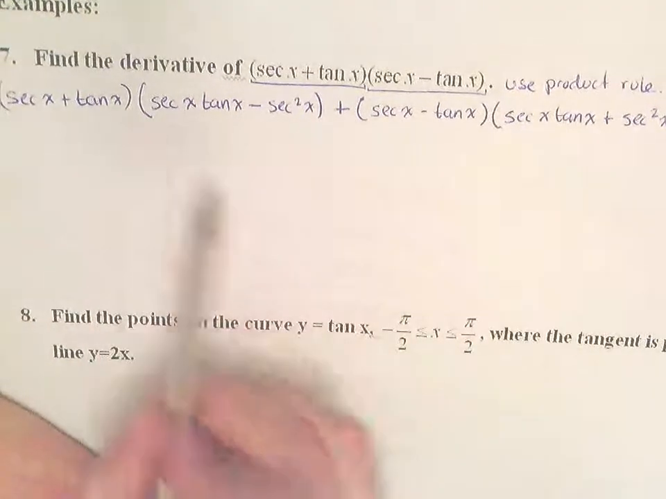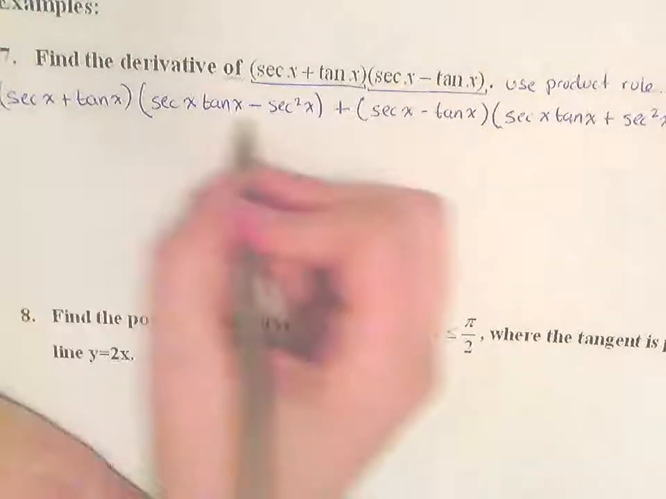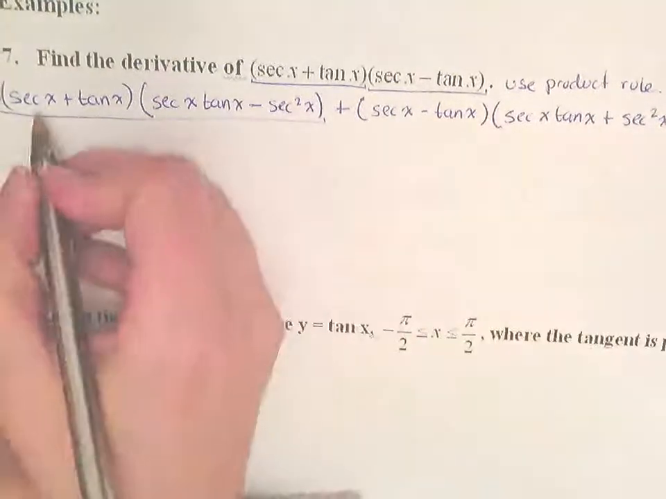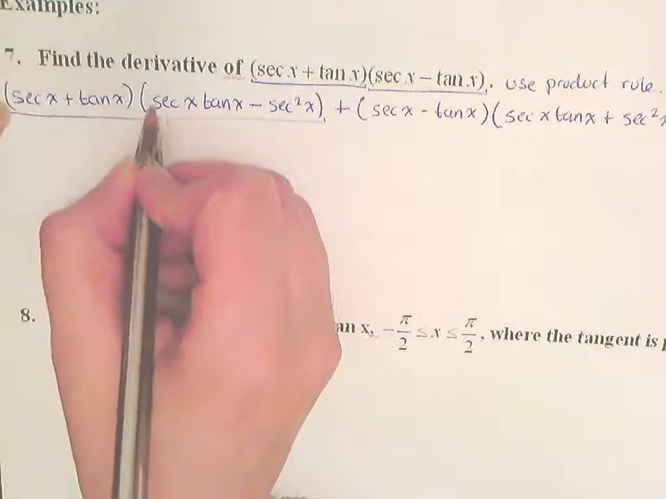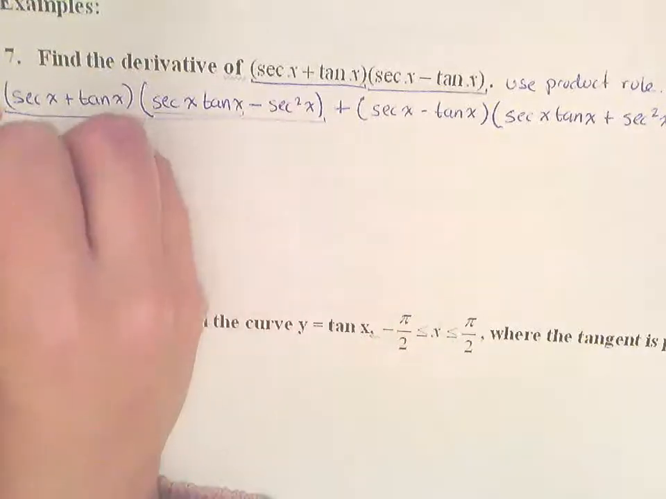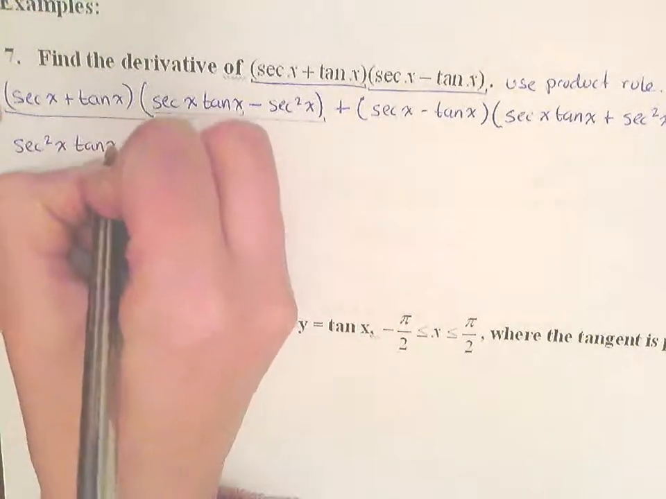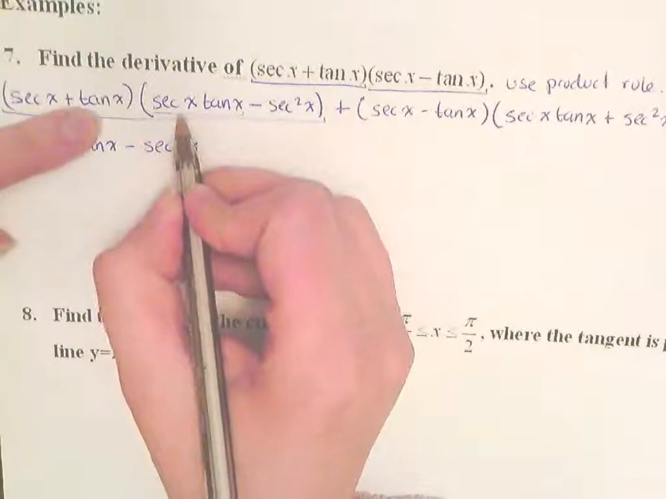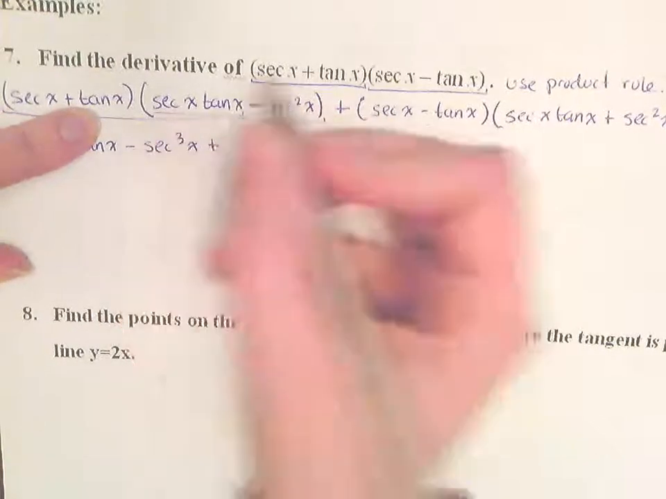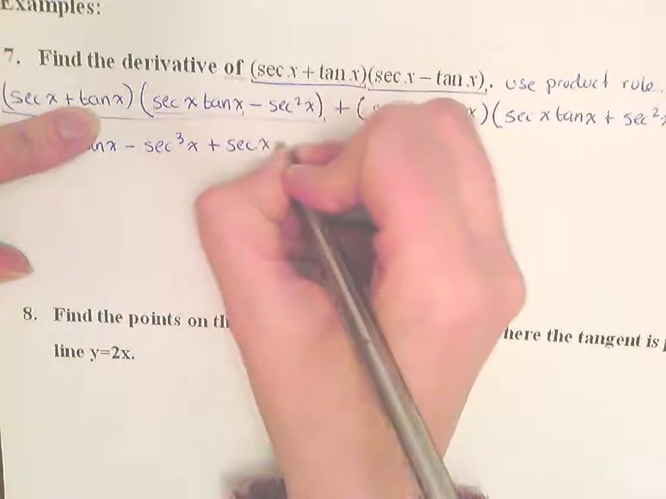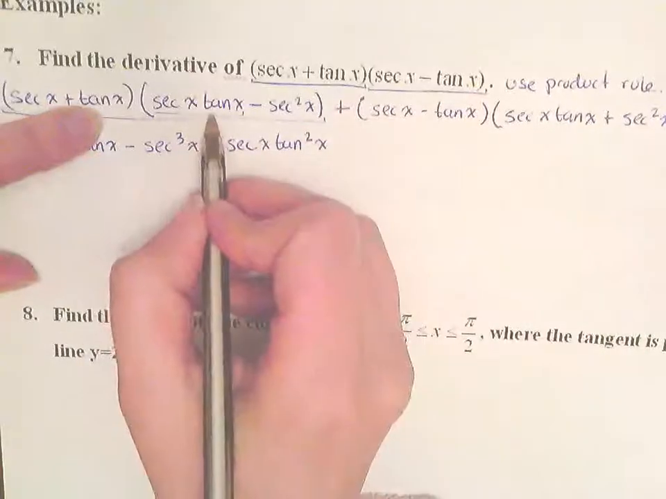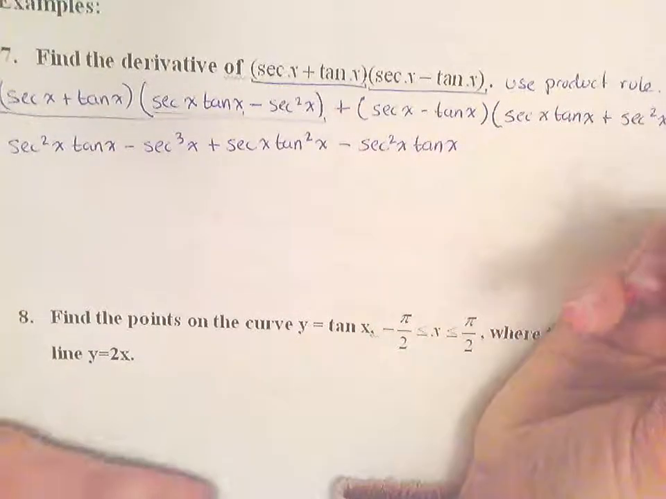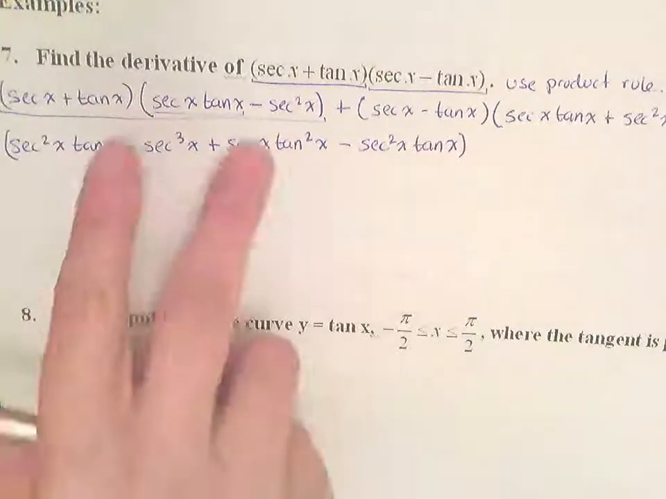Now, in order to simplify this, yes, you are going to have to FOIL. You have to be very careful here because it's obviously a lot to FOIL. First I'm going to FOIL this first one. The first is secant of x times this whole entire thing, so we end up with secant squared of x tangent of x, times the outer, which is minus secant cubed of x, times the inner, plus secant of x tangent squared of x, and then the last is minus secant squared of x times tangent of x. So that's the first two.